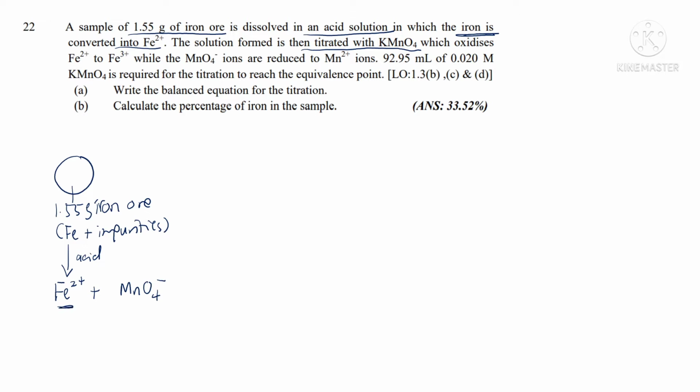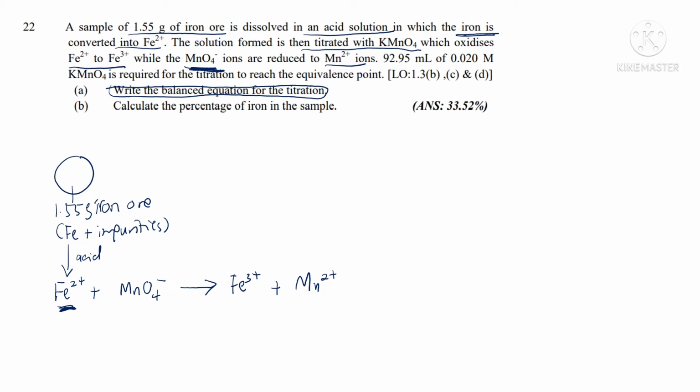And then the question says this Fe2+, when it reacts with permanganate ion, will be converted to iron 3+, while MnO4- permanganate ion will be reduced to Mn2+ ion. Okay, and the first part of the question asks us to balance this redox equation.